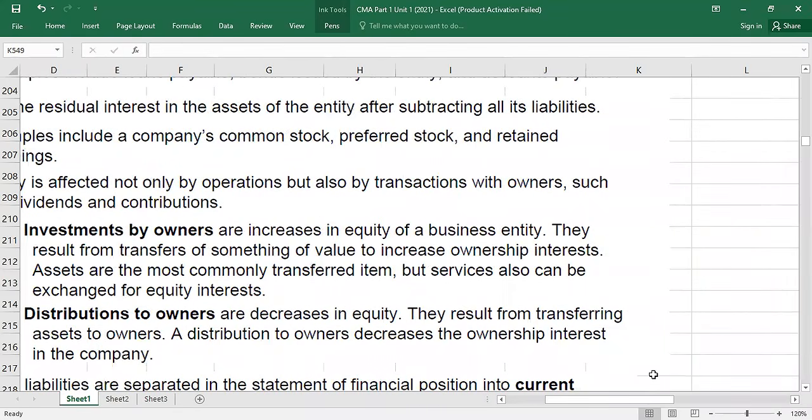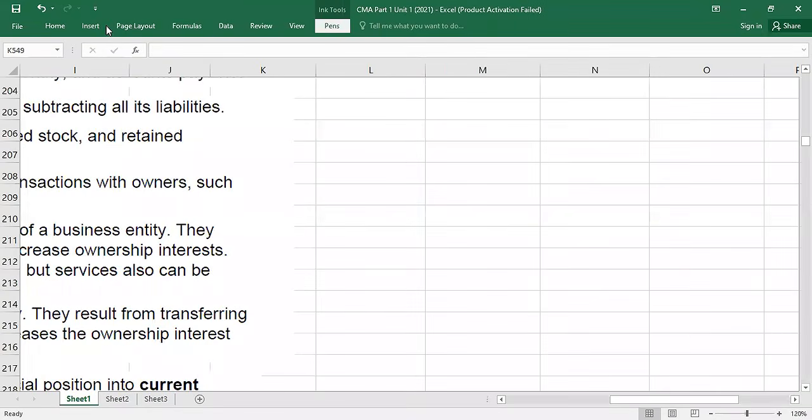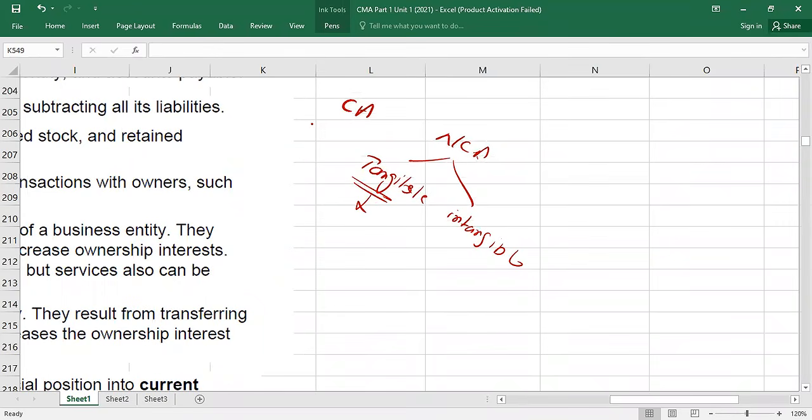Under non-current assets we have two further categories: tangible assets and intangible assets. What are tangible? Those with physical existence, like land, building, plant, machinery. Intangible assets don't have physical existence, like goodwill, patents, copyrights, customer lists, software, etc. Right or wrong? I'm just explaining, nothing else.